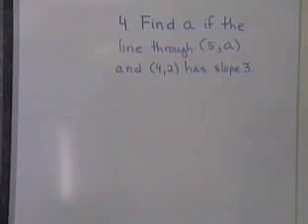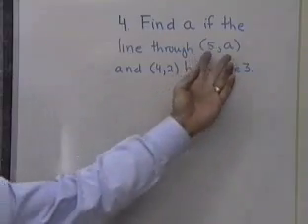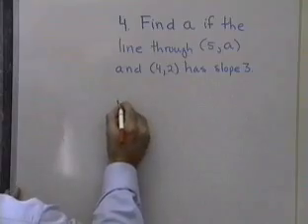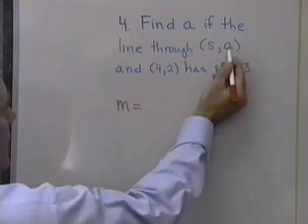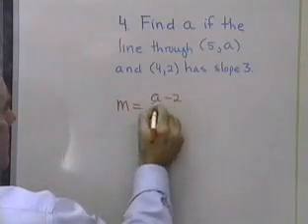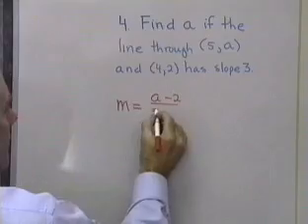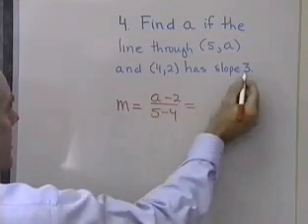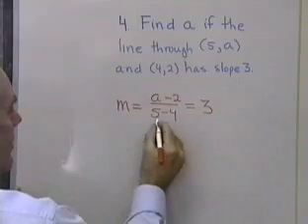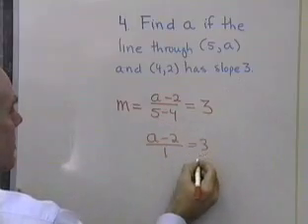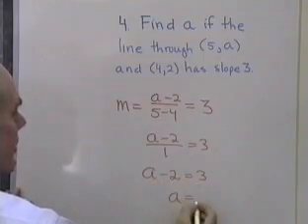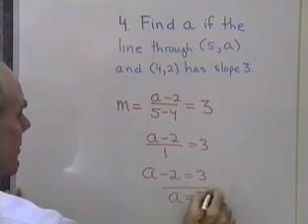This time I want to find a if the line that goes through (5, a) and (4, 2) has a slope of 3. Well, let me use my formula for slope. m is equal to, okay, I'm going to subtract y coordinates, and let's start with a. a subtract 2 divided by 5 subtract 4. Now that slope has to come out to be equal to 3. So I end up with a minus 2 divided by 5 minus 4, which is 1, is equal to 3. That's a minus 2 is equal to 3. So if I add 2 to both sides, I get a is equal to 5.